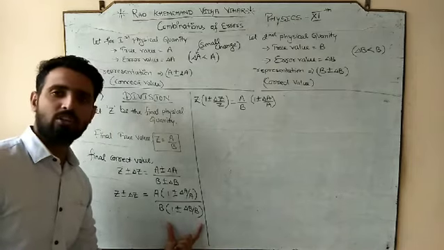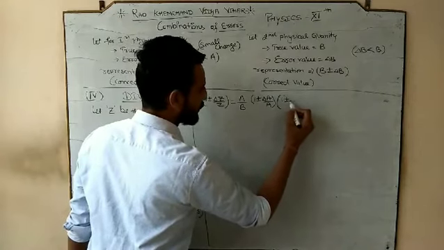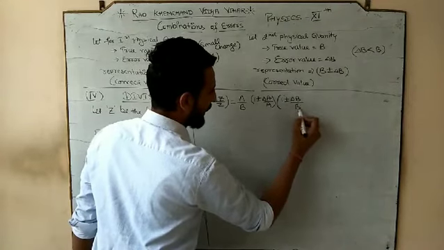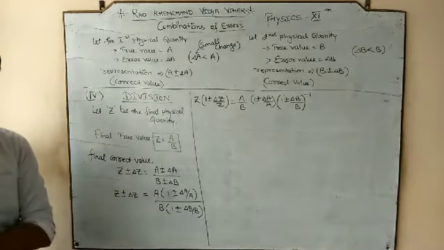But if I want to take this term over to the upper side, what do I have to write? I have to give the power as 1 but in the negative form. Correct?